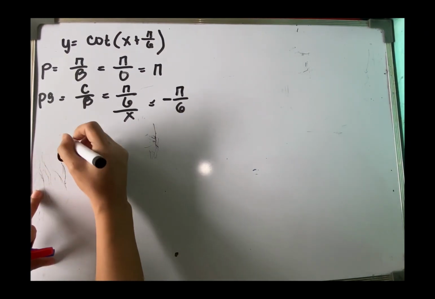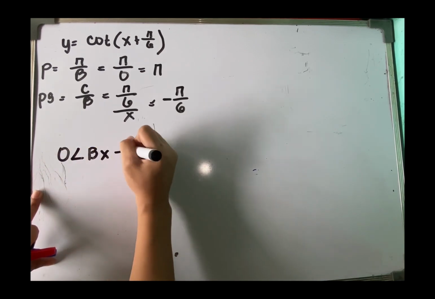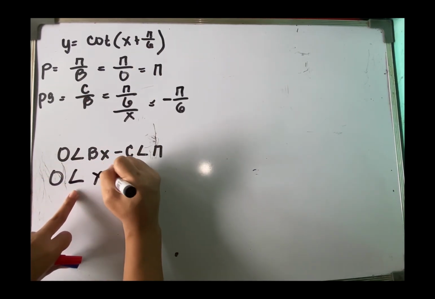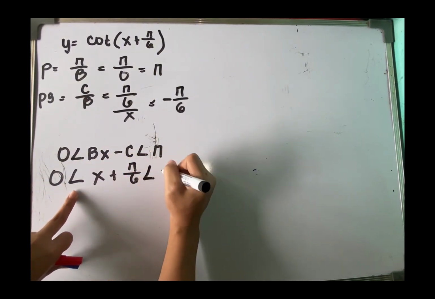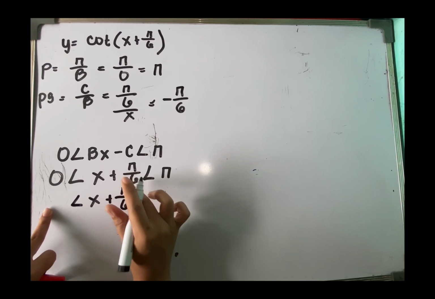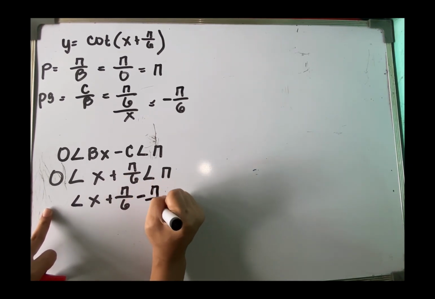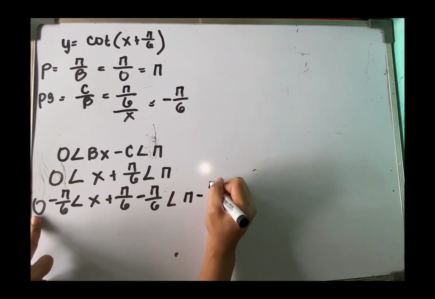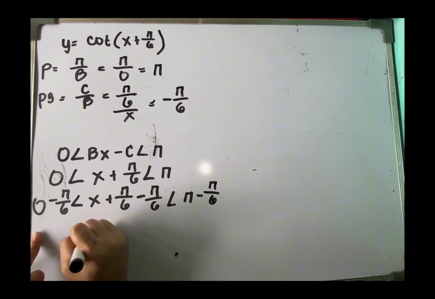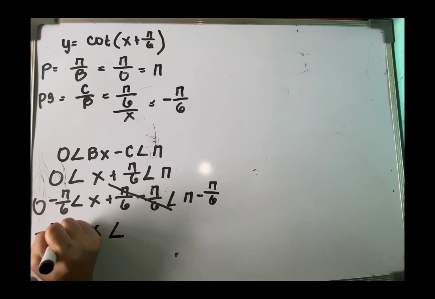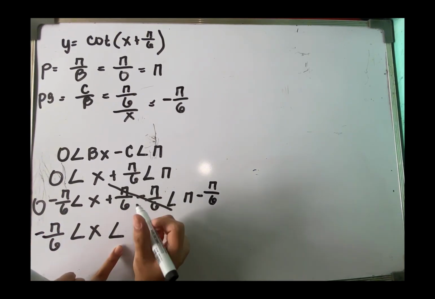So 0 less than bx minus c less than pi. So you have to copy the 0, and the middle changes to x plus pi over 6, then pi. Then we add negative pi over 6. What we do in the middle should be done in the outer parts as well, so add negative pi over 6. You can now get rid of the middle. It becomes x, then it's also negative pi over 6, and now we get pi over 6.